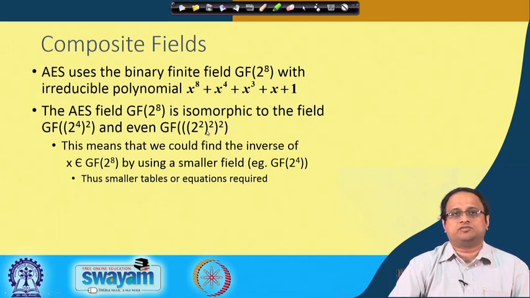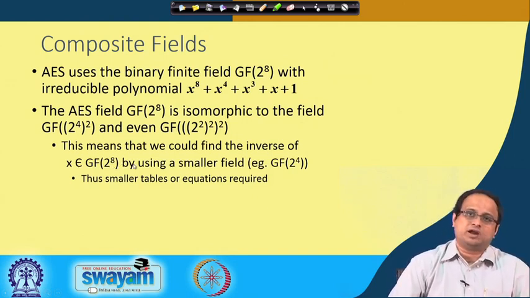So even that is isomorphic. Okay. So that means now I can do my designs in a much smaller field. For example, if I want to calculate an inverse in GF2 to the power of 8, then I can transform my element into GF2 to the power of 4 squared, and then do my inverse computation in GF2 to the power of 4.